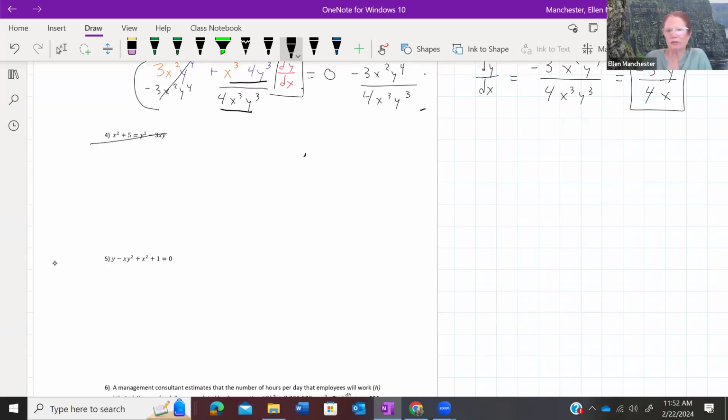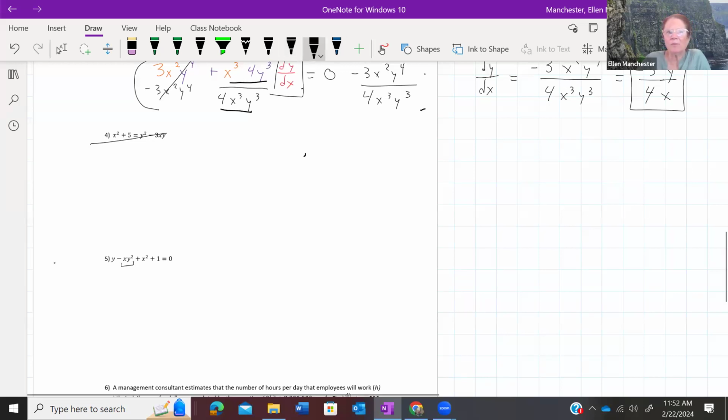We'll skip number 4 just because I don't want to run out of time. Okay, so number 5, and it gives me more room. So when I look at this, I have a y by itself. I have an x times y squared. That's my second term. I have an x squared and a 1. So the minute I see this, I go, oh, product rule.